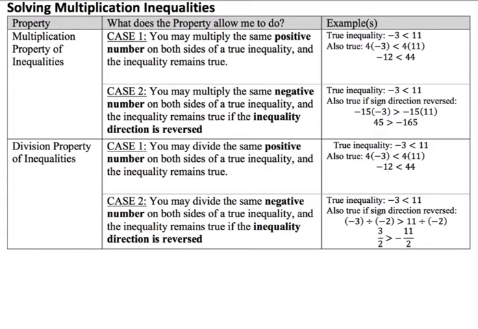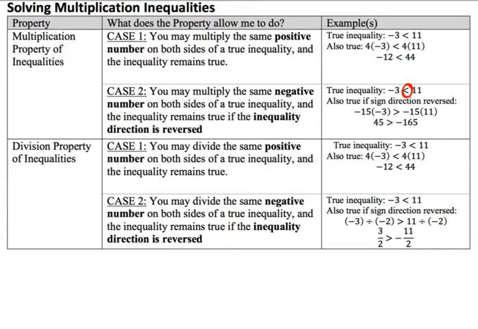Case 1, you may multiply by the same positive number on both sides of a true inequality, and the inequality remains true. Case 2, you may multiply by the same negative number on both sides of a true inequality, and the inequality remains true if the inequality direction is reversed. That's the important thing here.